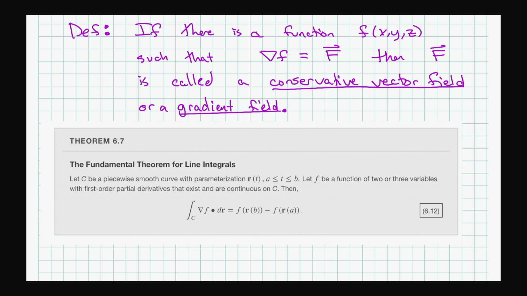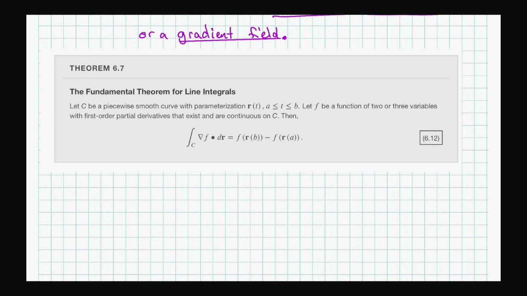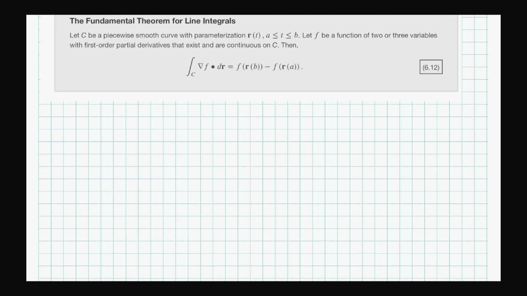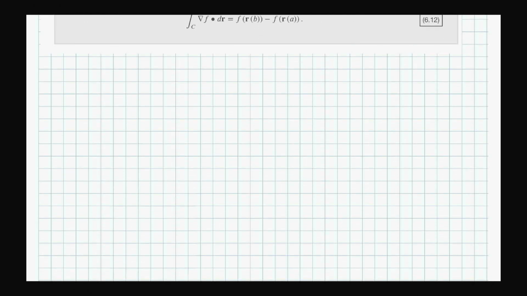All right, so this is the fundamental theorem for line integrals right here. And what it's telling you is there's an easier way to do line integrals if you happen to know that your vector field is conservative. So let me just remind you. So this is the idea here. I'm going to remind you of what's going on, and then we'll prove this theorem here and explain it.